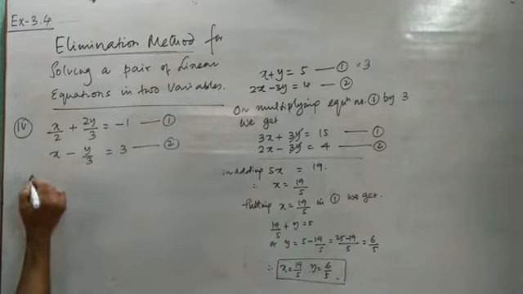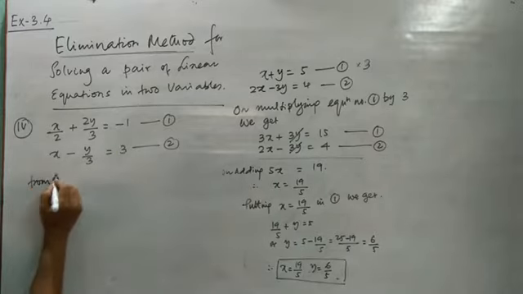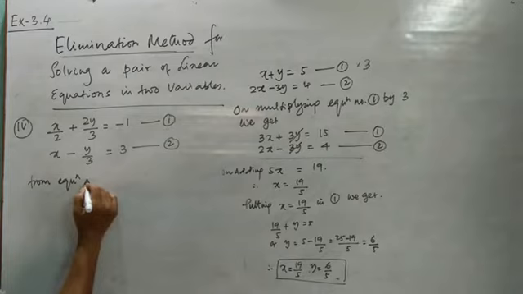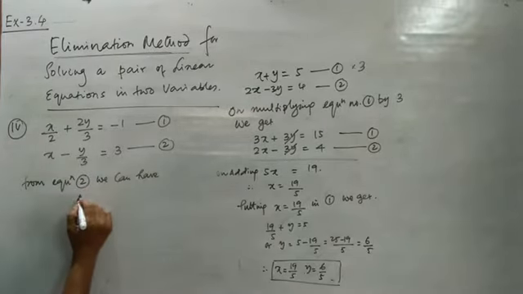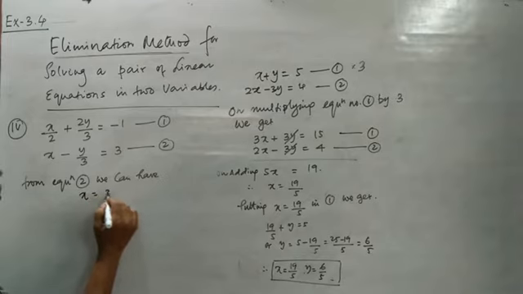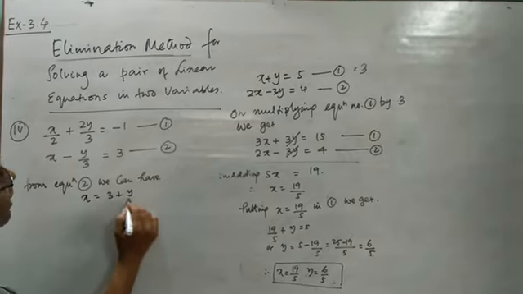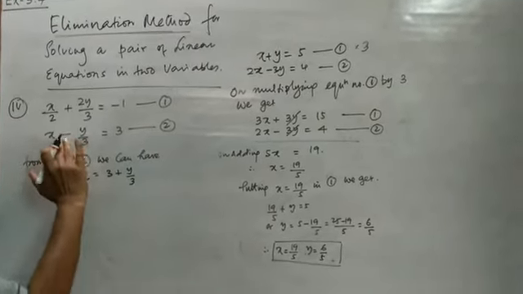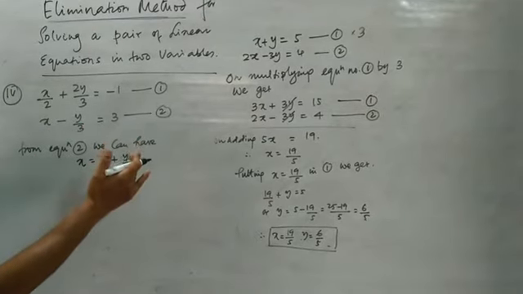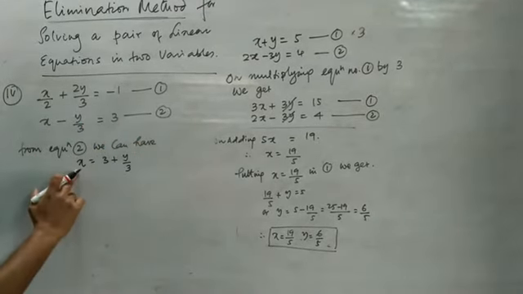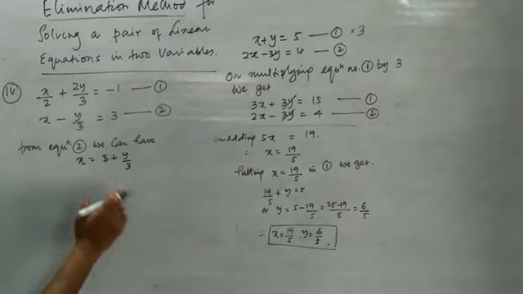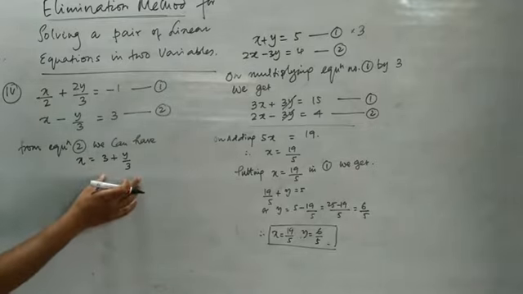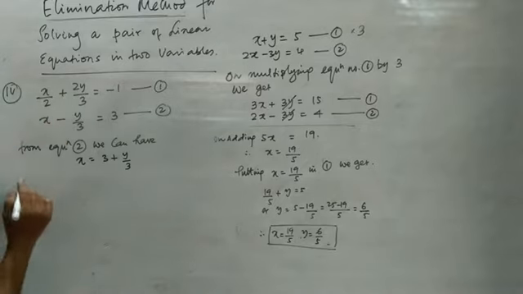So from equation 2 we can have x equals 3 plus y by 3. So we have taken this y by 3 to the other hand side. So x in terms of y, x is equal to 3 plus y by 3. Now we will substitute this value in equation number 1.